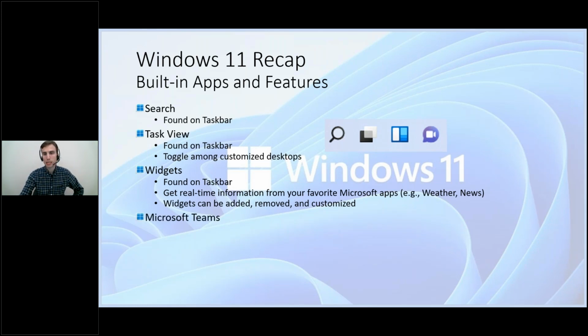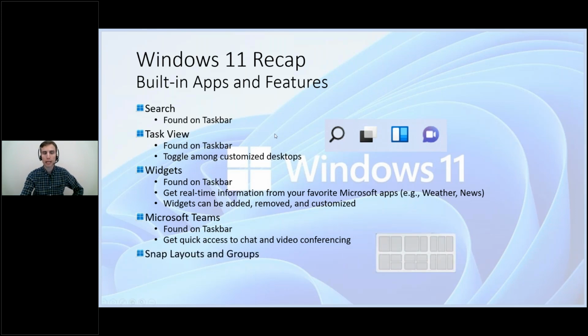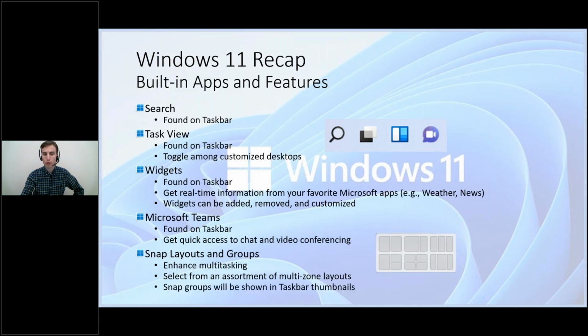And then Microsoft Teams or chat, found in your taskbar. You get quick access to chat and video conferencing. And also remember the other built-in feature, your snap layouts and groups. You just hover over your restore down or maximize icon and it will enhance multitasking. You can select from an assortment of multi-zone layouts, and snap groups will be shown in taskbar thumbnails.